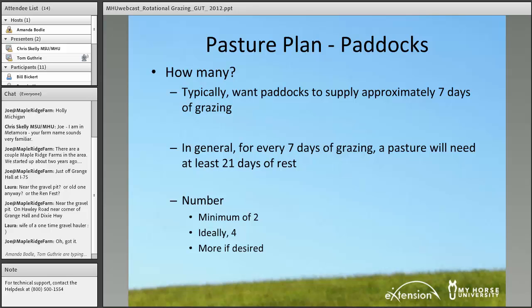Okay, so when we're looking for number, we obviously need a minimum number of 2. Ideally 4 if you're looking at the previous comment of for every 7 days of grazing, a pasture will need at least 21 days of rest. But you can actually do a lot more if that's desired.